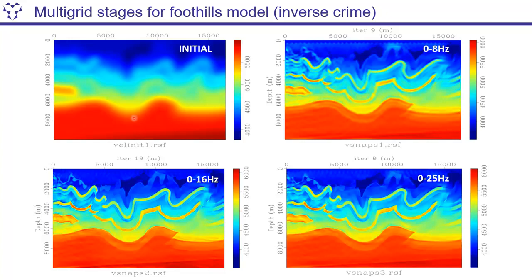So for example, here we have a similar multi-grid application for a different model. Right? We see here the initial model, the first stage up to 8 Hz, then using that as the initial model for the second stage up to 16 Hz, and then the final stage up to 25 Hz, where you see that we have recovered very well all the little details of the model.